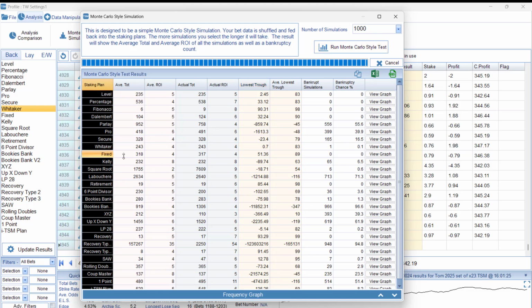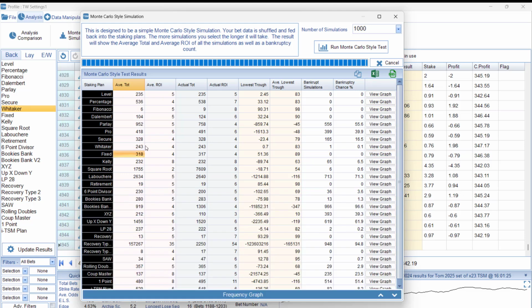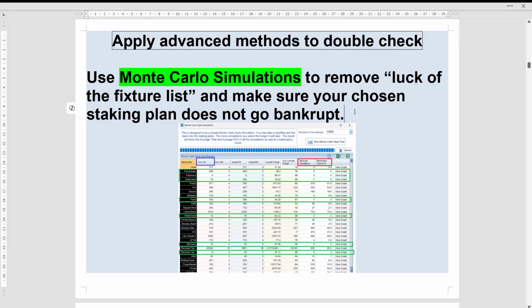Fixed staking, that's basically target profit staking, and this is percentage target profit staking, and that survived as well. That made some decent profit. So when you do have data, it's good to have a look at the different staking plans available and see which one doesn't go bankrupt and improves on level stakes. That's what you're looking for, really. So that's one thing we can do.